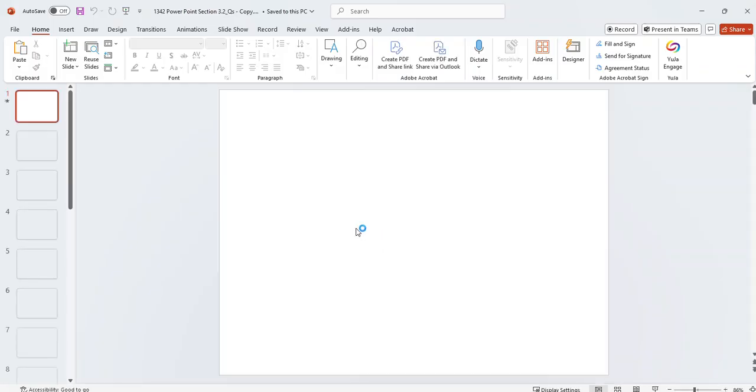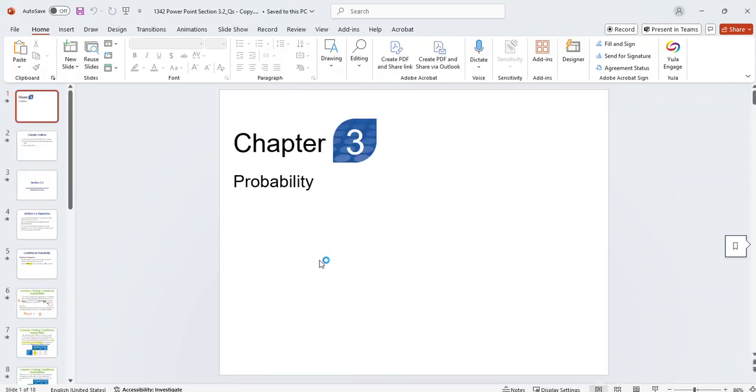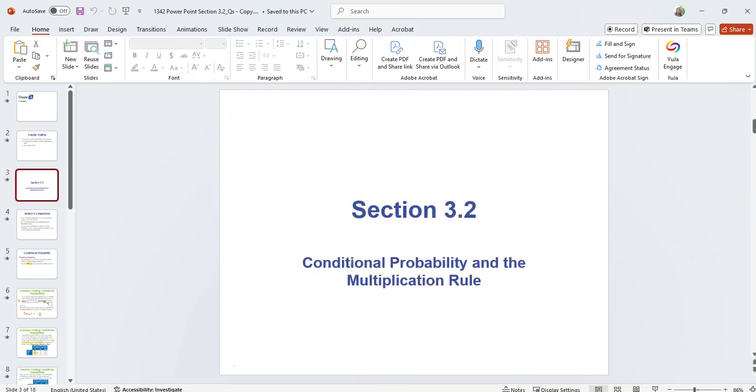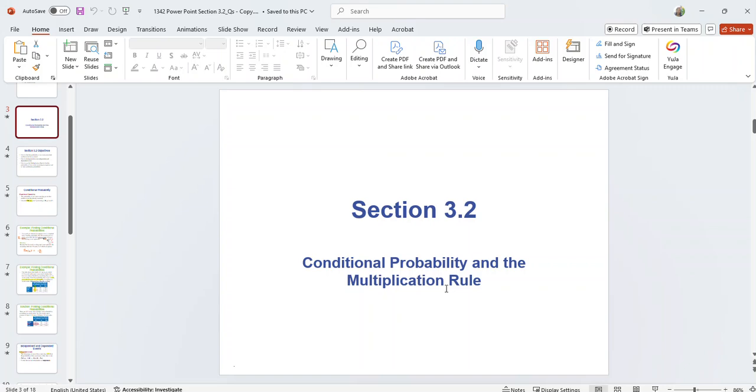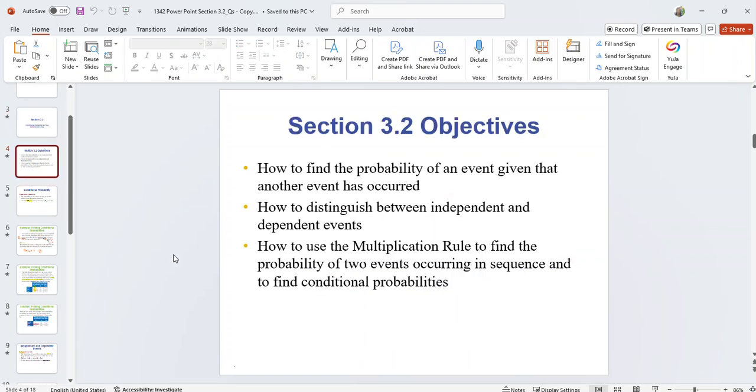All right, this section is called a multiplication rule. Okay, the conditional probability and also the multiplication rule. So we need to determine a dependent and independent event.